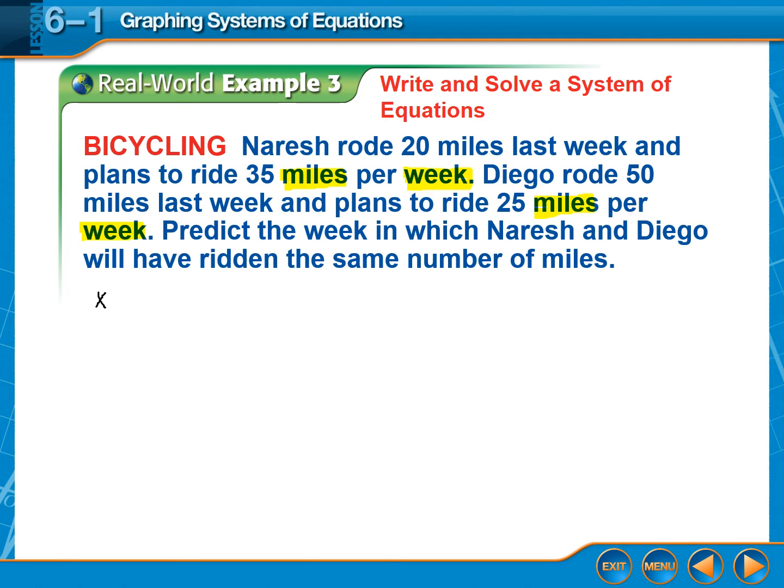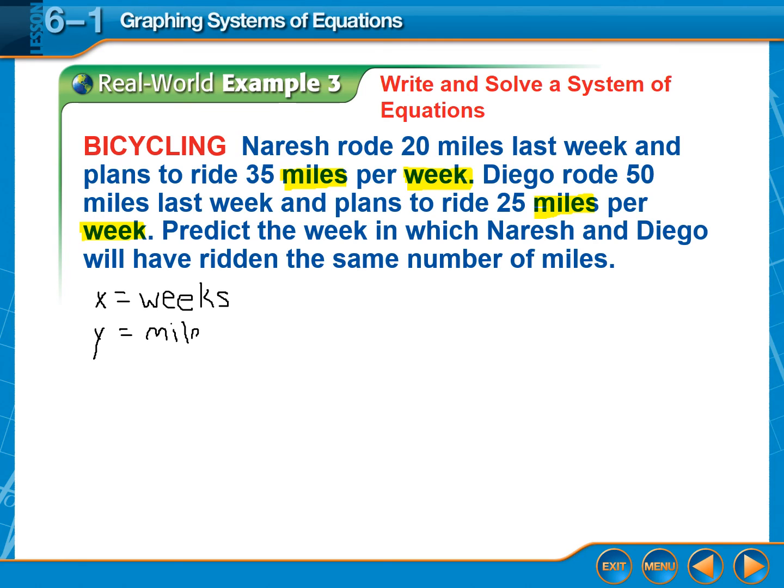So we're going to have both x and y, and what we want to do is identify what each x and y is measuring. Okay, so x, since we're doing miles per week, x is going to be the number of weeks that they're riding. You can assume that they're riding bikes here. So x is the number of weeks. 1 week, 2 weeks, 3 weeks, 4 weeks, and so on. y is the number of miles that they're going to ride.